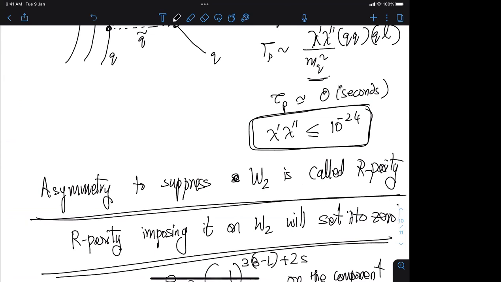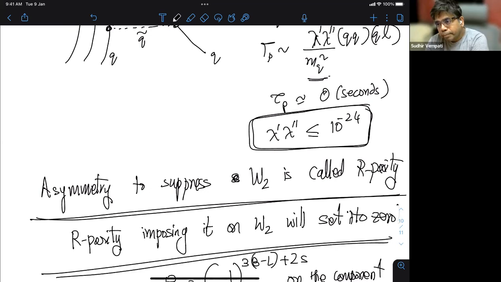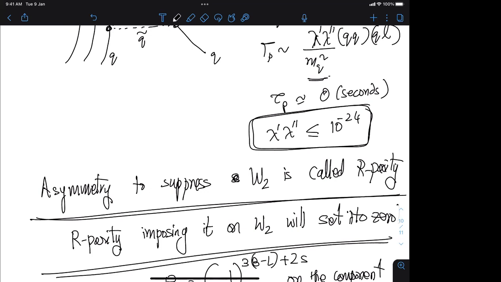I have a question. Can we have R parity violated and still have proton decay forbidden, like in some scenarios? Can we introduce some symmetry so that R parity is violated, but proton decay is forbidden?